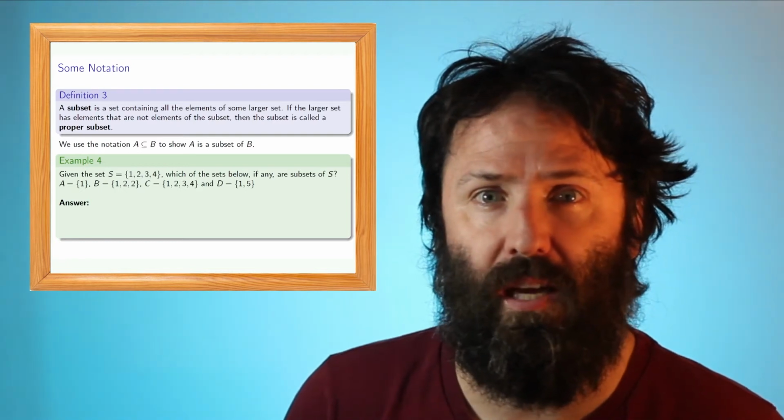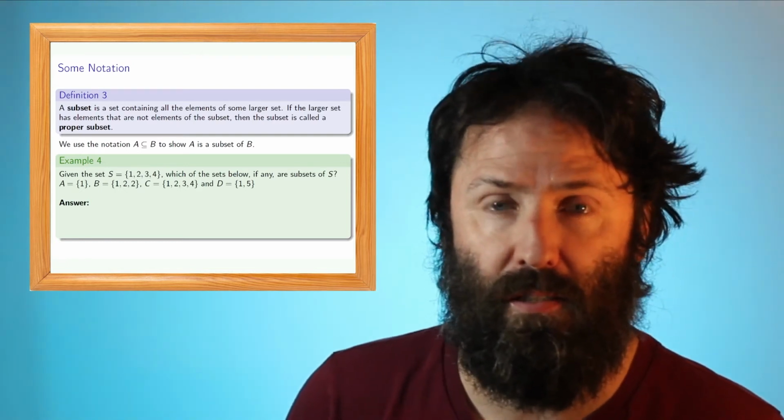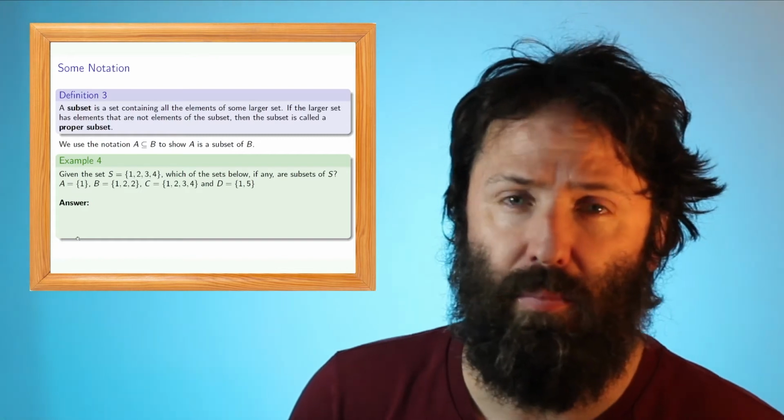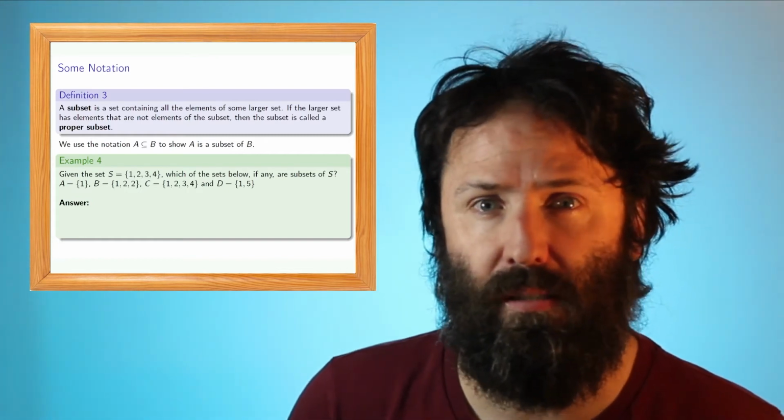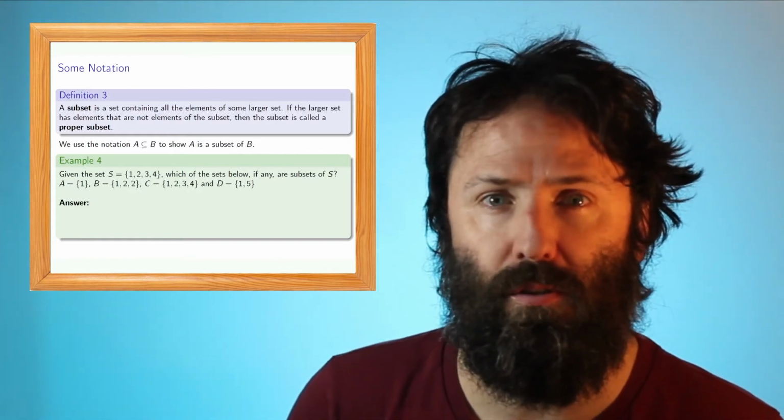D, though, is different again. D is the odd one out. D contains 1, that's in S, that's great, but the number 5 isn't in S, so it contains something that's not in S, therefore it's not a subset.